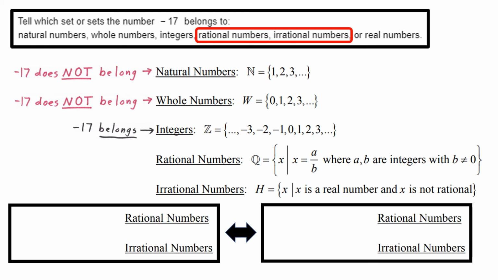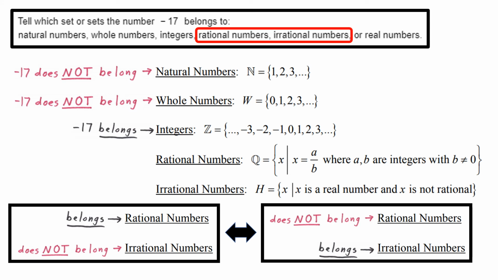It turns out that any given number has to be in one of two situations. If the number belongs to the rational numbers, then that number does not belong to the irrational numbers. Or if the number belongs to the irrational numbers, the number does not belong to the rational numbers. So negative 17 must go in one, but only one, of these two sets.